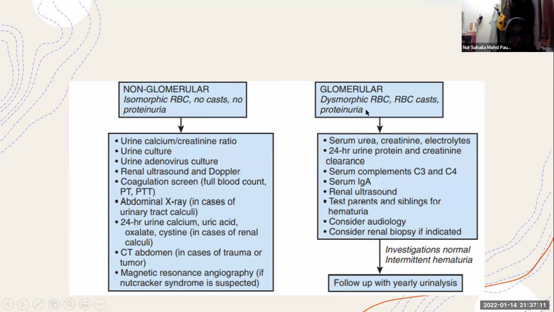In glomerular causes of the hematuria, so the hematuria is due to the glomerular, we need to do serum urea, creatinine, and electrolytes. Also, we need to do 24-hour urine protein to see for any proteinuria, and check for complement C3 and C4. Also, check serum IgA to rule out IgA nephropathy, do renal ultrasound, and we also need to rule out the hereditary cause of the hematuria. So we need to test the family members for hematuria, and if you suspect Alport syndrome, we need to do an audiology test because Alport syndrome can present with hearing loss.